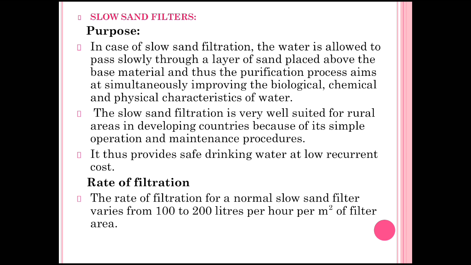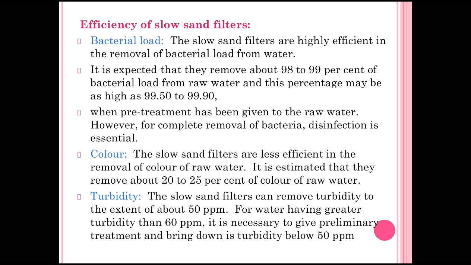Now, the rate of filtration. The rate of filtration for the normal slow sand filter varies from 100 to 200 liters per hour per square meter of filter area. These are the purpose and rate of filtration. Now next is the efficiency of slow sand filter.